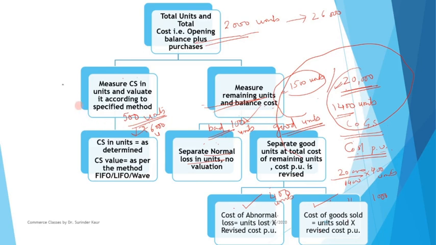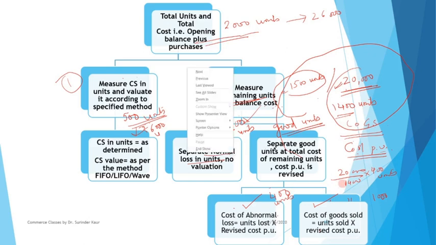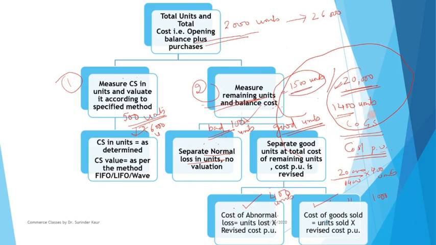So we are to measure number 1, closing stock separately. Number 2, we will calculate the cost of remaining units. Now remaining units will either be lost due to normal reasons, or these are there with us. So if these are lost, then the normal loss is separated from units. You deduct it from units, but you keep the cost same. So we revise cost per unit.